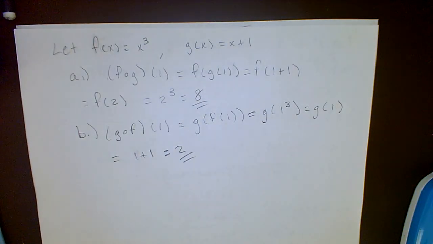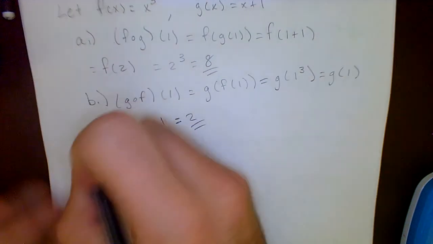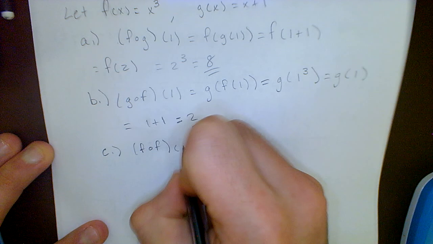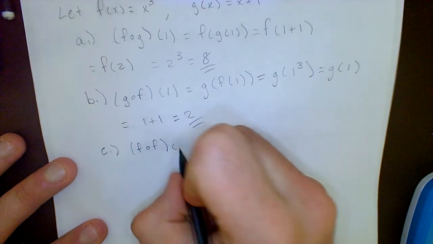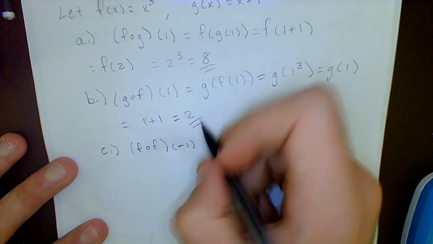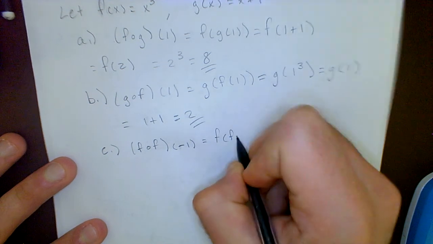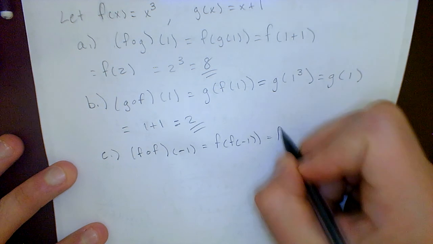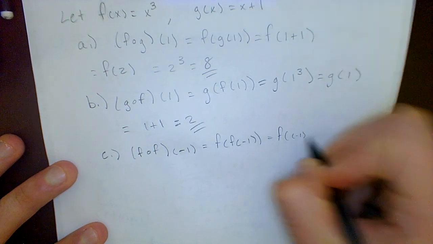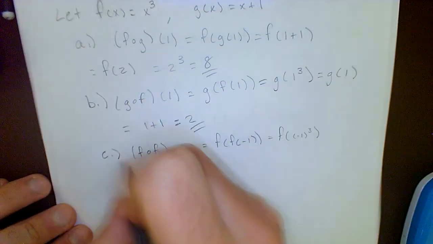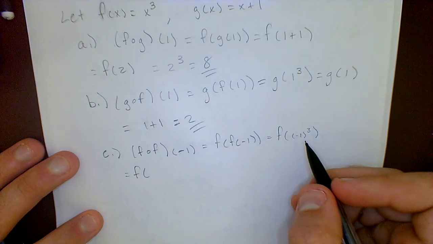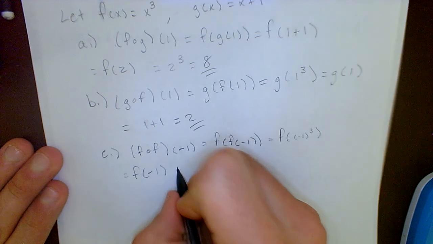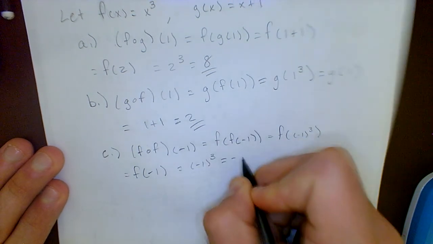All right. Finally, this one is a little different. For part c, they want us to do f composed with itself of -1. So this one is going to be f of f of -1. So f of -1 cubed is equal to f of -1 times -1 times -1, which is -1. And then this is equal to negative 1 cubed. So this is equal to negative 1.